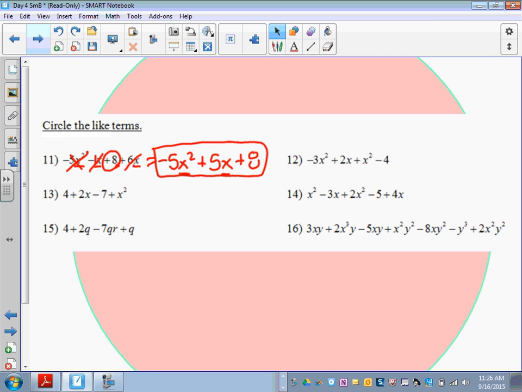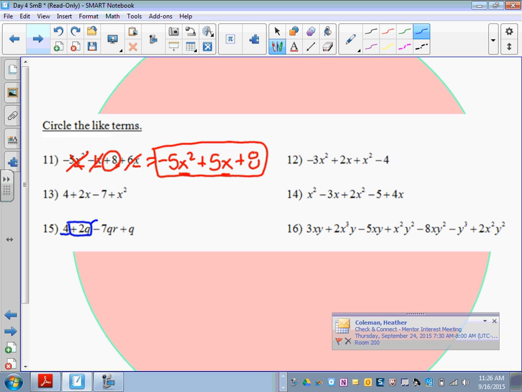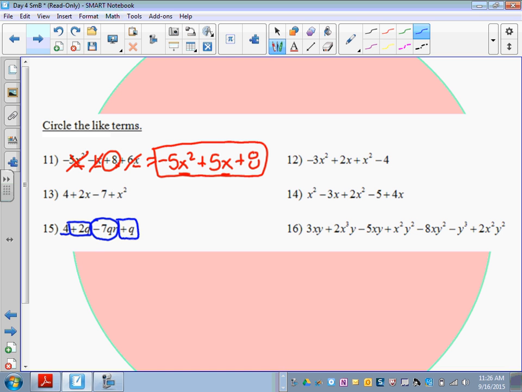Alright, let's take a look at 15. I have 4, 2q, put a box around that because it's a different term. Negative 7qr, that's an even different one. Put a circle around that. And then plus q, that's the same as 2q, the same term. So those are like terms. Alright, so 4, I cannot combine that with anything else, so it's 4.